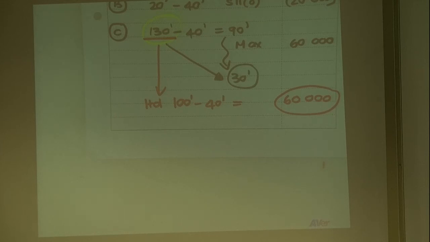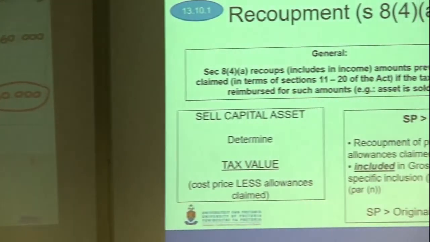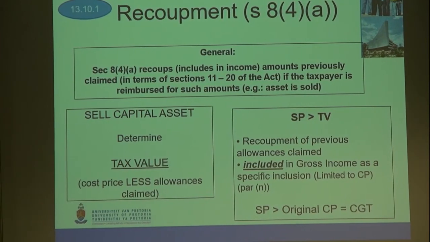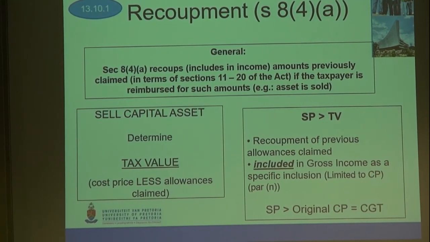Okay, which is what we've already explained. And then on the side here, I'm just explaining to you that if your selling price is more than your tax value, you're going to have a recoupment situation. In other words, if you're using that formula and you end in a plus answer, you are in a recoupment situation and you must include that into income.